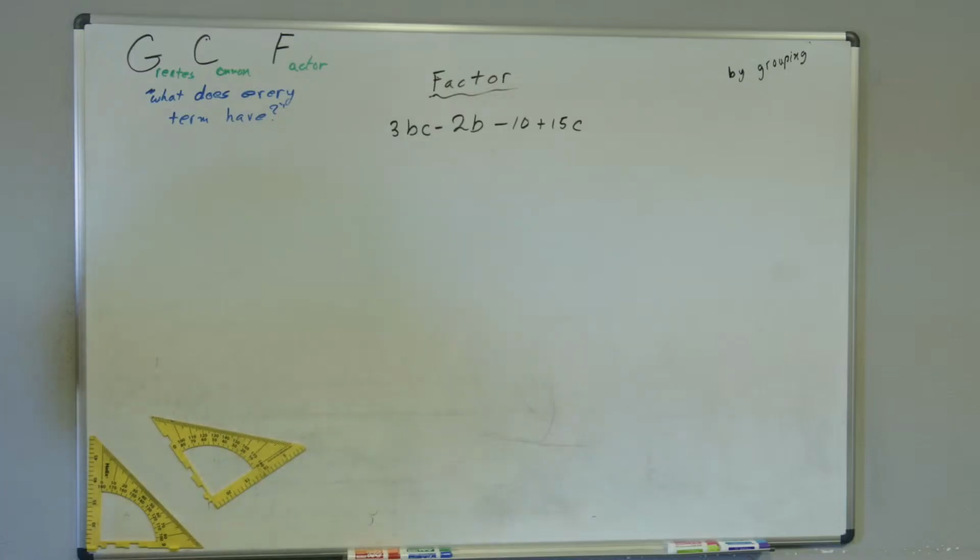2 of them have something in common that none of the rest of them do. 2 of them have a B, that's true. What's one other thing that they have in common? Not the negative signs, that's not what we're looking at. 2 of them have a B, what else do 2 of them have? C. There's 2 of them that have C.